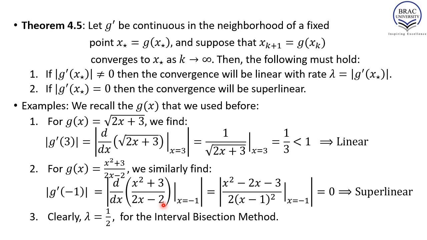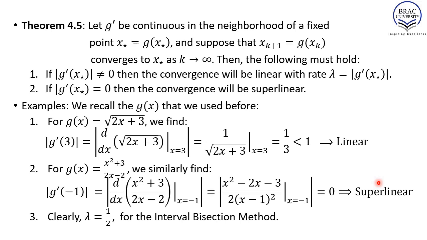You can also consider the interval bisection method. You can see that in that method every interval was reduced to half of the previous interval. That's why clearly lambda has to be half, if you think of the rate in this sense. So that is all about the orders of convergence.